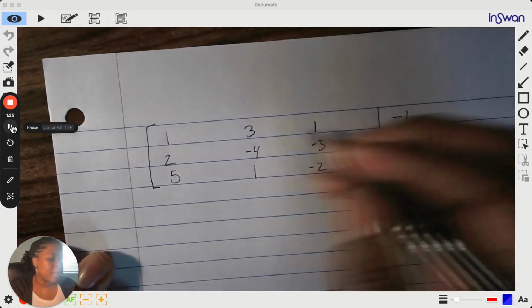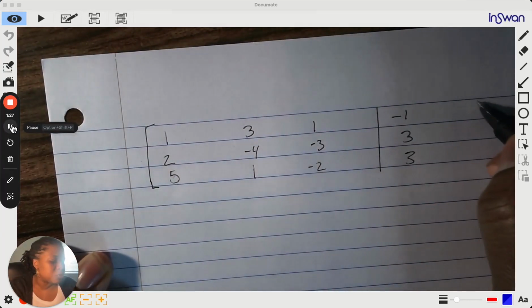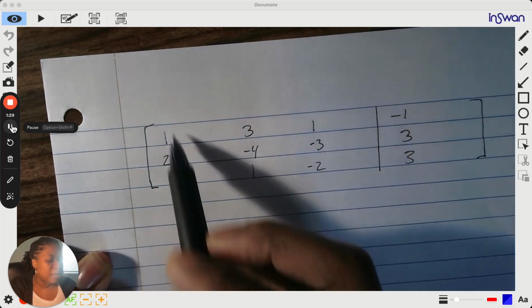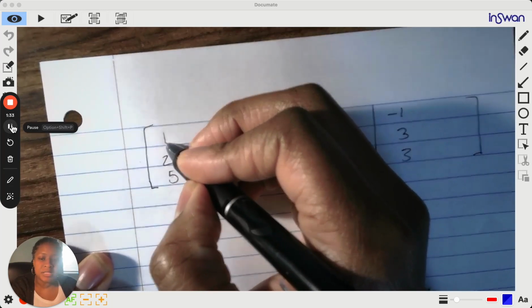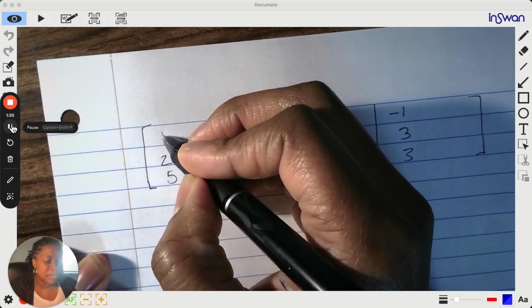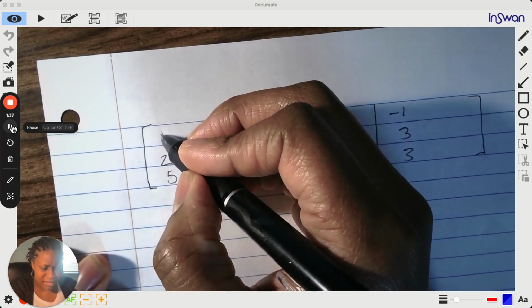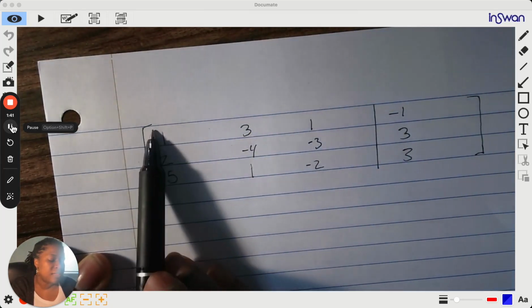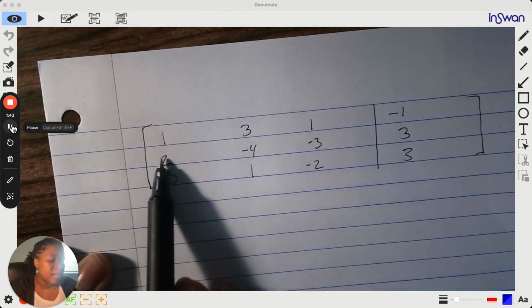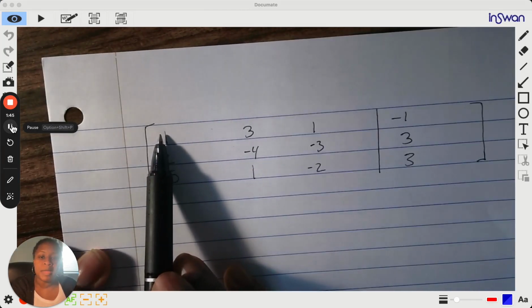So I rewrote my matrix and gave myself some room to work. Also, I rearranged my rows. I want the 1 to be up here in this column. If I can get 1 at the top, it's going to be easier. And I did it. I placed the row that had the coefficient with the 1 in the front. I moved that up to the top of my matrix.